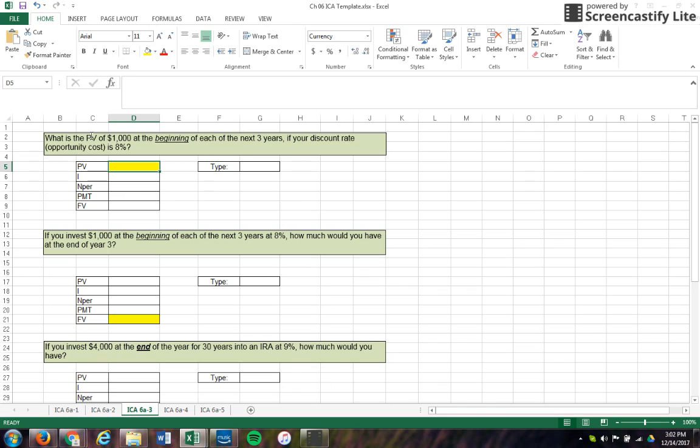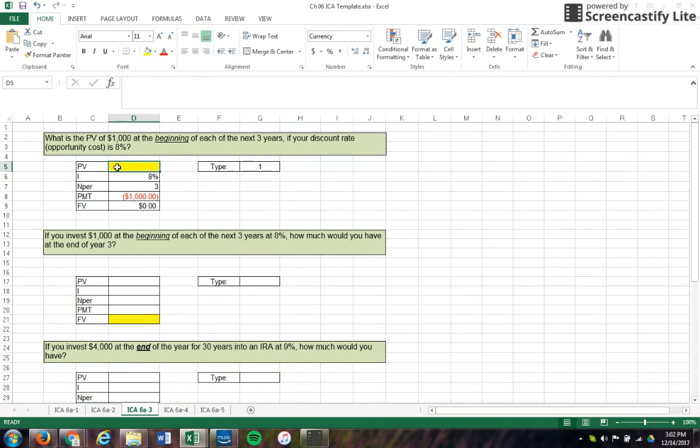For the first one, what's the present value? So we're looking for present value of $1,000 at the beginning of each of the next 3 years. So it's a $1,000 annuity payment at the beginning of each of the next 3 years if your discount rate or your opportunity cost is 8%. So we're looking for present value. We know our interest rate is 8%. We know number of periods is 3 years. We know our payment would be $1,000. And we have no ending value, nothing that we are looking for adding in, so that would be 0. Now the other thing, if we have beginning here, this is actually a type 1 annuity.